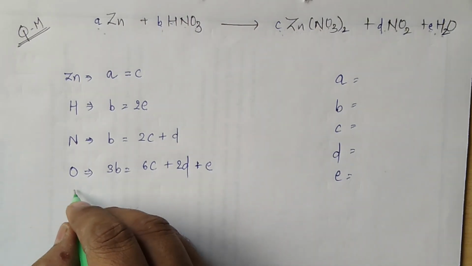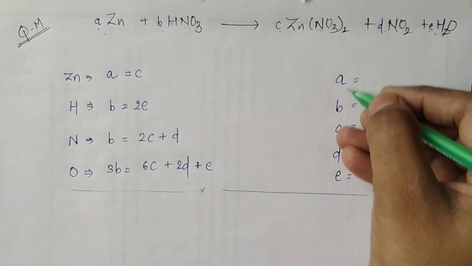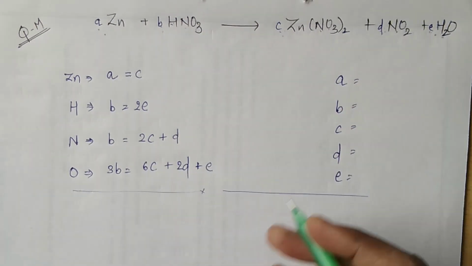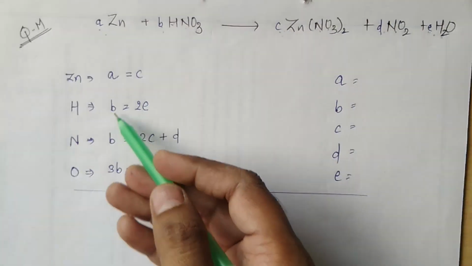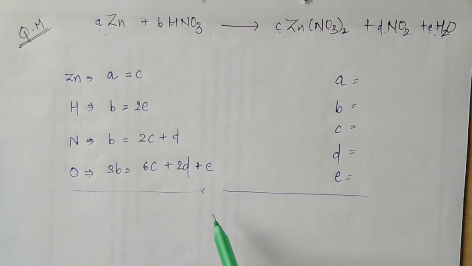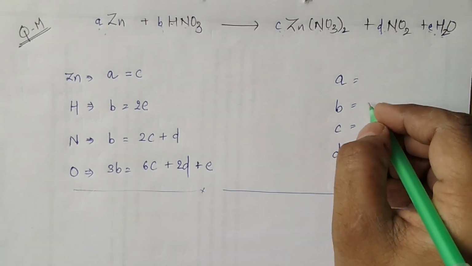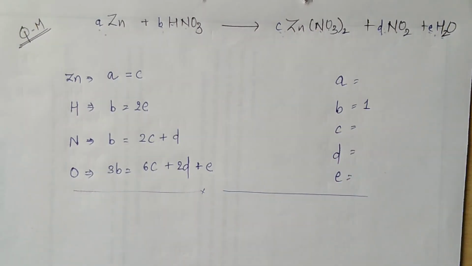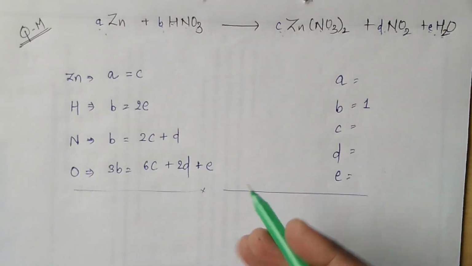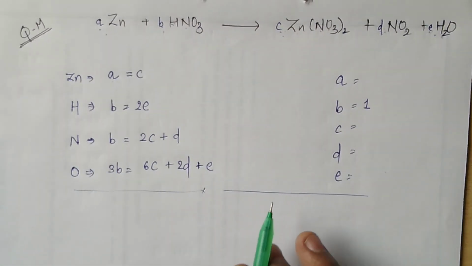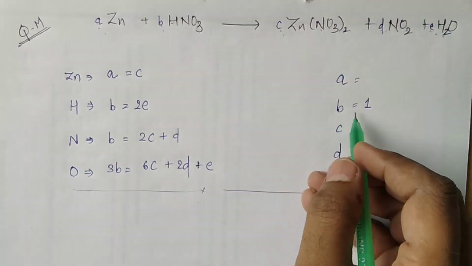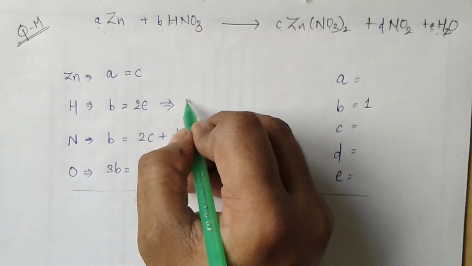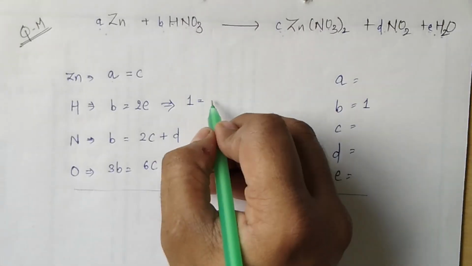Now next, you can assume any of these coefficients as 1. Generally I assume the coefficients which are repeatedly seen in these equations, like B. I am able to see B 3 times in the equation. So normally I take B, or the coefficient which is repeated, as equal to 1. You can take any coefficient as equal to 1, no issue. In any condition you are going to get the correct answer, provided you do the correct calculation. Then when I say B is equal to 1, then 1 equals 2E.